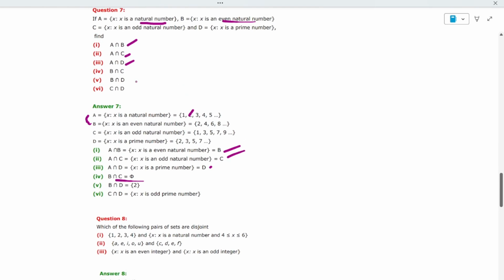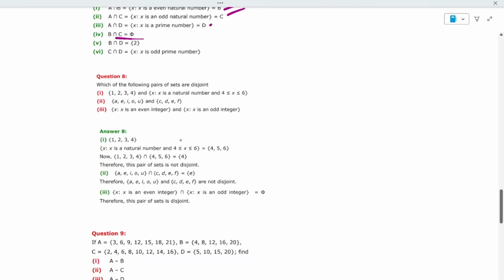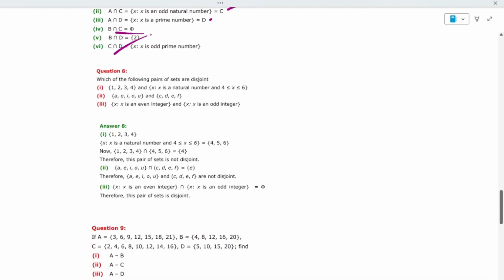B intersection c means it is even natural number and odd natural number. As the name itself says, an even number will not come in odd numbers, neither will an odd number come in even numbers, so it is a null set. B intersection d, that is even natural number and prime number, only 2 is being repeated here and here, b and d, so you write only 2. Next, the same way you can do this also.